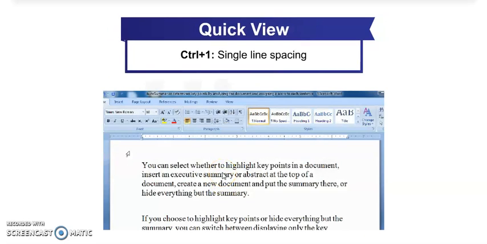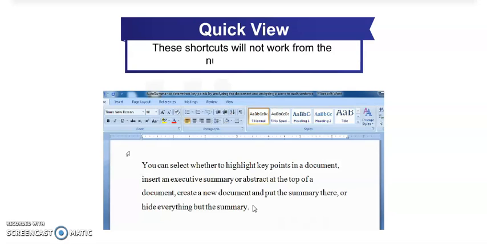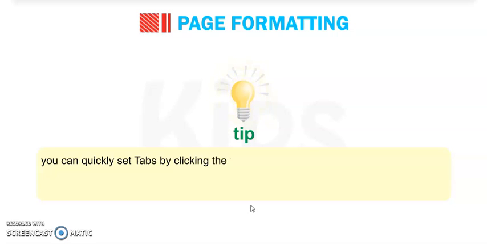Now there is a quick tip: Control+1 for single line spacing, Control+2 for double line spacing between the paragraphs, and Control+5 for 1.5 line spacing. These shortcuts will not work from the numeric keypad. You have to use the number keys on the top row, only from there.